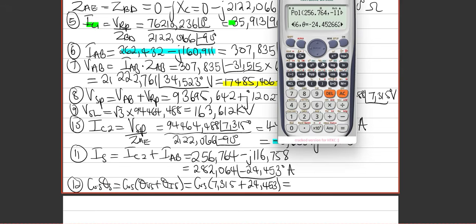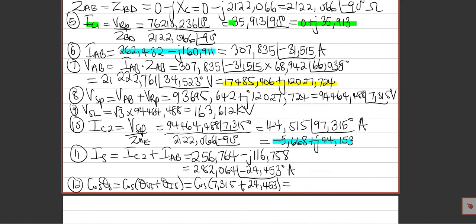So 7,315 plus 24,453, and oh, I typed the shift. This is cos, man. 0,85, 0,85 lagging.